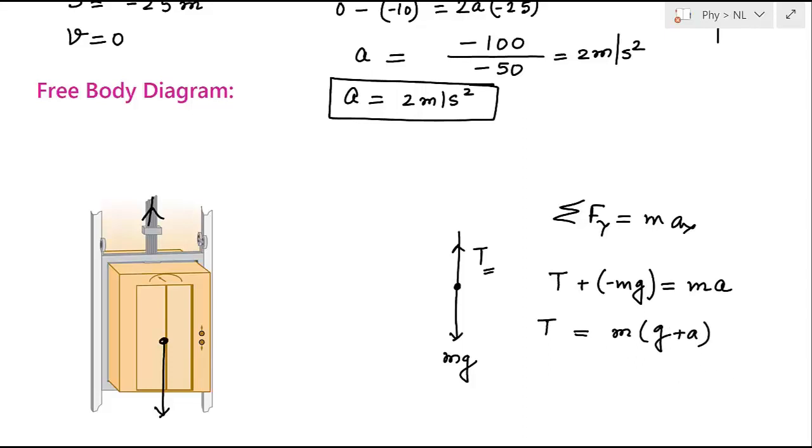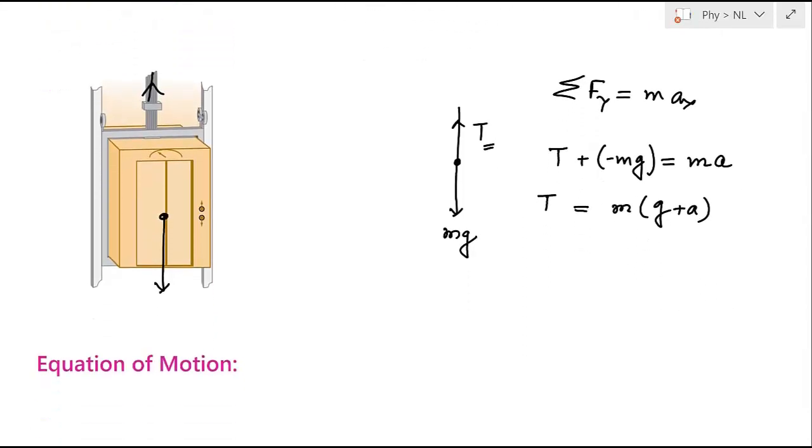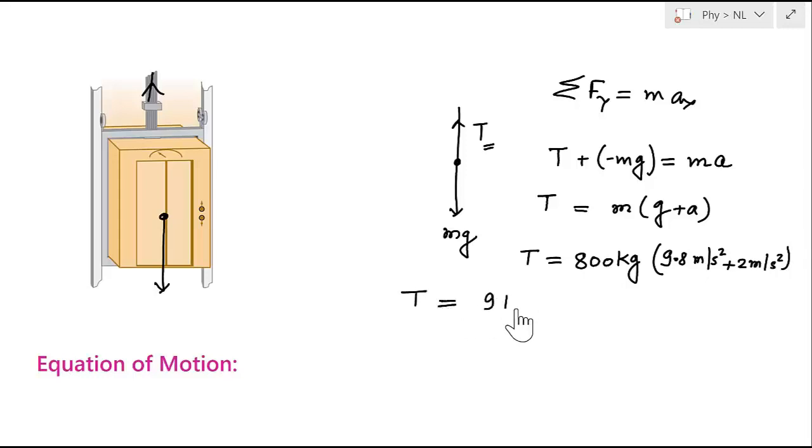So you can see the tension force is greater than mg. We can calculate this tension: m is 800 kg, g in this case is 9.8 meter per second square, and acceleration is 2 meter per second square. If you calculate, T equals 9440 Newton. So this is the tension force that you have in this case.